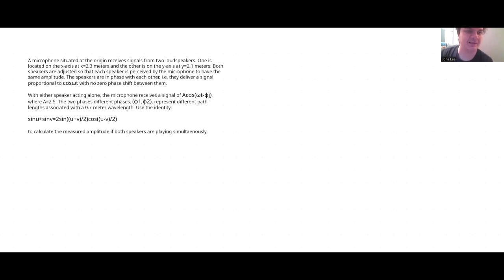With either speaker acting alone, the microphone receives the signal A cosine(omega t minus phi j), where A equals 2.5. The two different phases, phi 1 and phi 2, represent different path lengths associated with a 0.7 meter wavelength. Use the identity sine u plus sine v equals 2 sine((u plus v)/2) times cosine((u minus v)/2) to calculate the measured amplitude when both speakers are playing simultaneously.